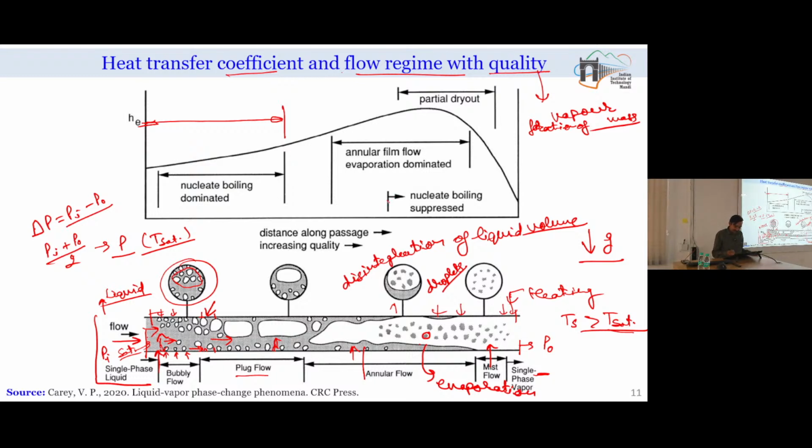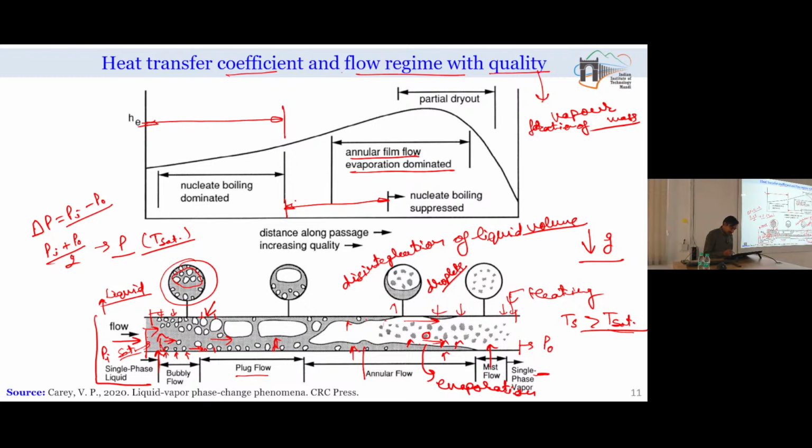But after this point, velocities are excessively large. Because of these excessively large velocities, the wall nucleation will not come into play. The majority of the evaporation will be from the interface. So, film evaporation will actually be taking place. Here we can see the annular film flow evaporation will be dominant. And from this point to this point, we may have a combination of nucleation as well as evaporation.